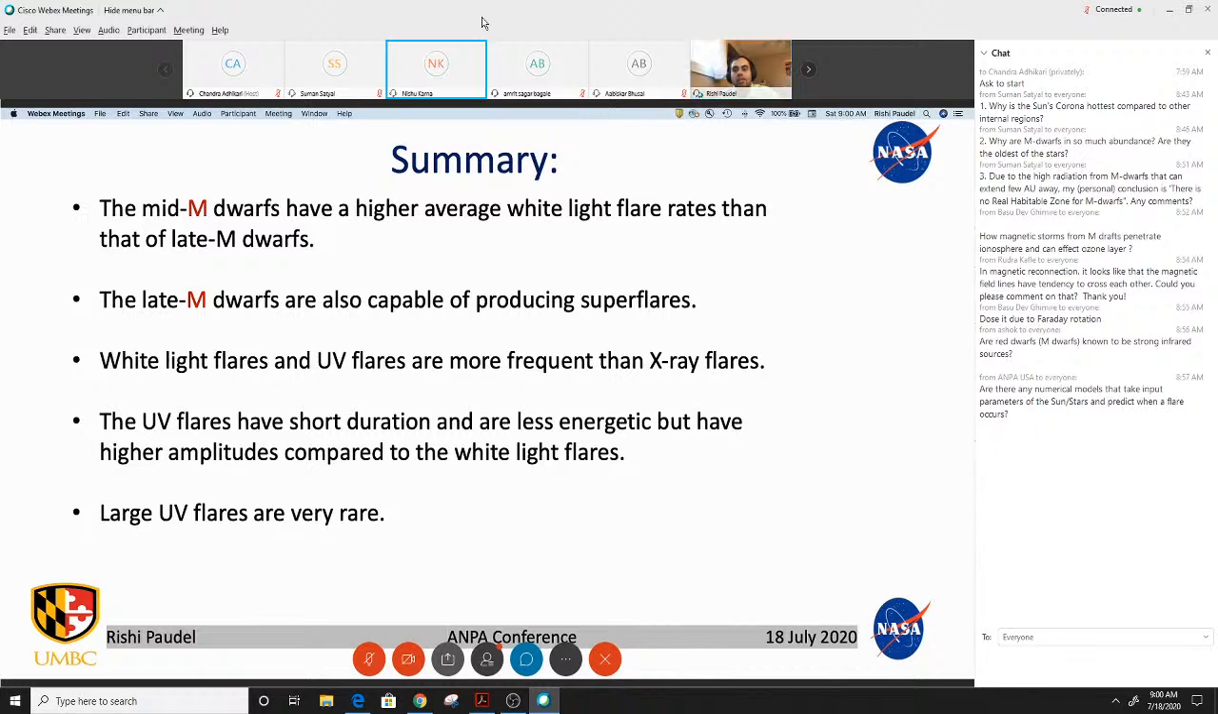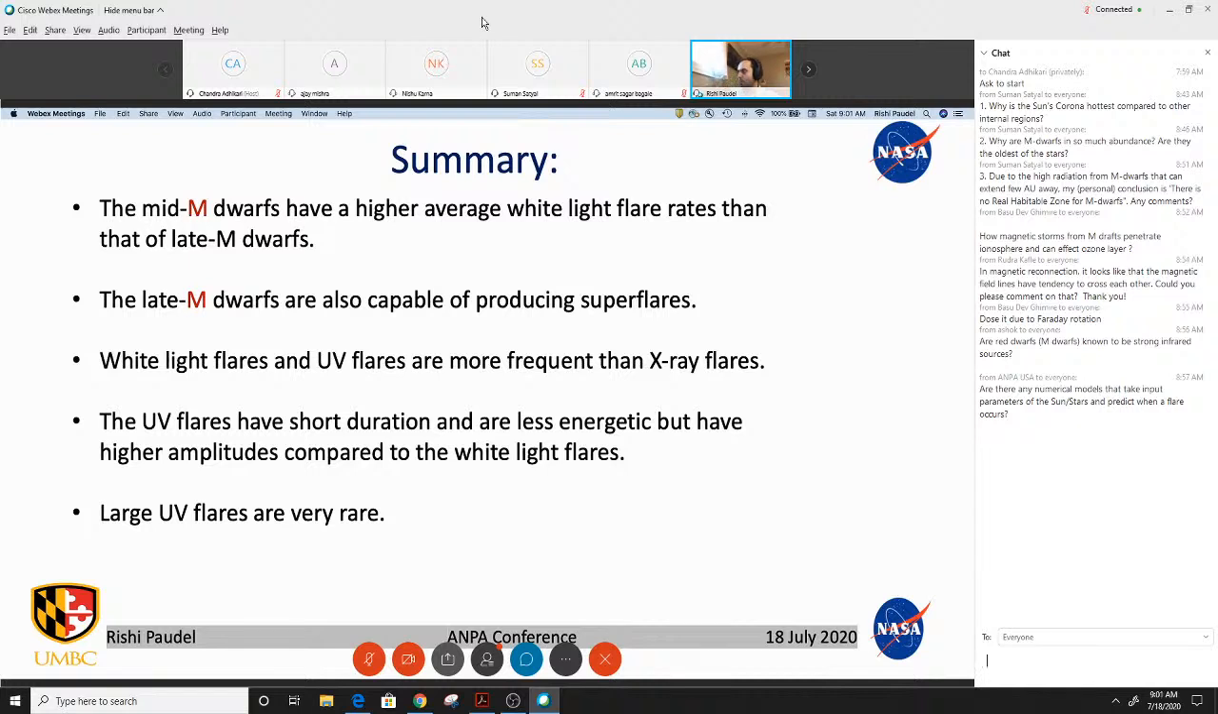So the second question is, why are M dwarfs in such abundance? Are they the oldest of the stars? I don't think they are the oldest, but since I'm not into that part of my research, to be honest, I don't know the exact answer for that. There may be something to do with the scaling in the formation process, but I don't have the exact answer now.